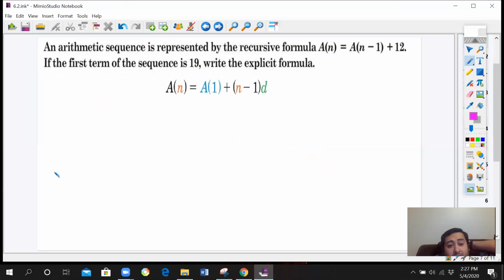Now we're going to be doing a little bit of conversions. An arithmetic sequence is represented by a recursive formula. If the first term of the sequence is 19, write an explicit formula. So it already tells you the first term is 19. So technically, your A1 is 19. And they're telling us to write down an explicit formula, which is this, basically.